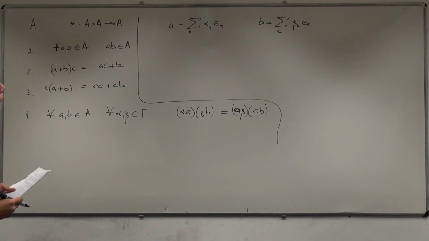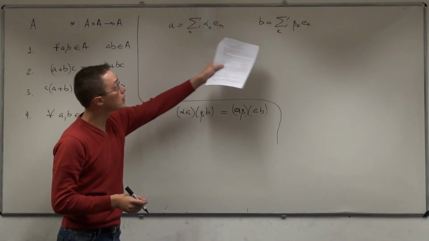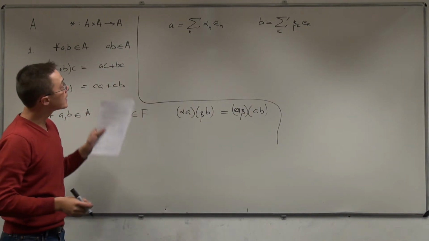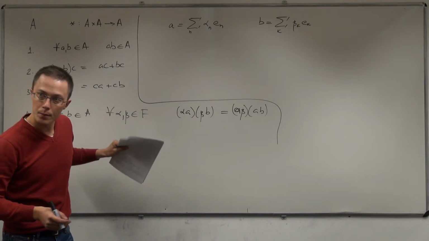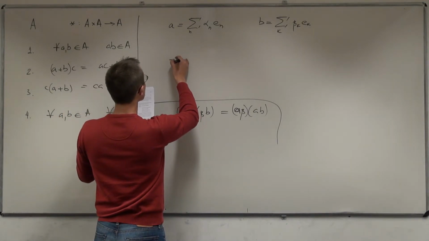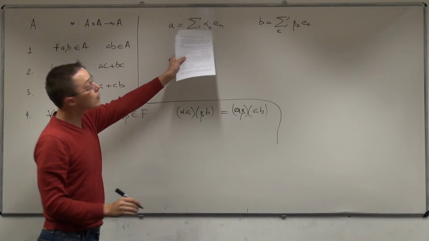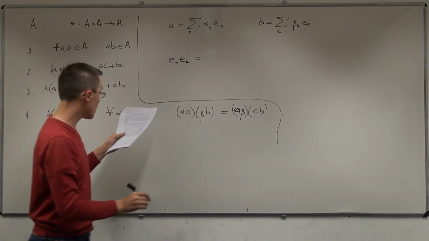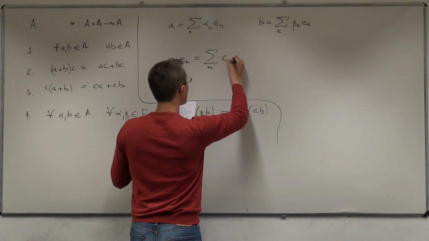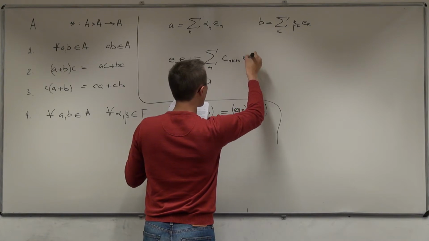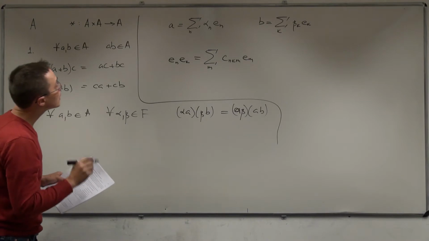Now, what's important is, because any element of the algebra can be expanded as a linear combination of the basis elements, the same should be true for the products of basis elements themselves. In other words, the following should be true. En times Ek should be a linear combination of the same elements. So it will be a sum over some index m, C n k m, Em. Now, the reason why this is important will become clear in a moment.